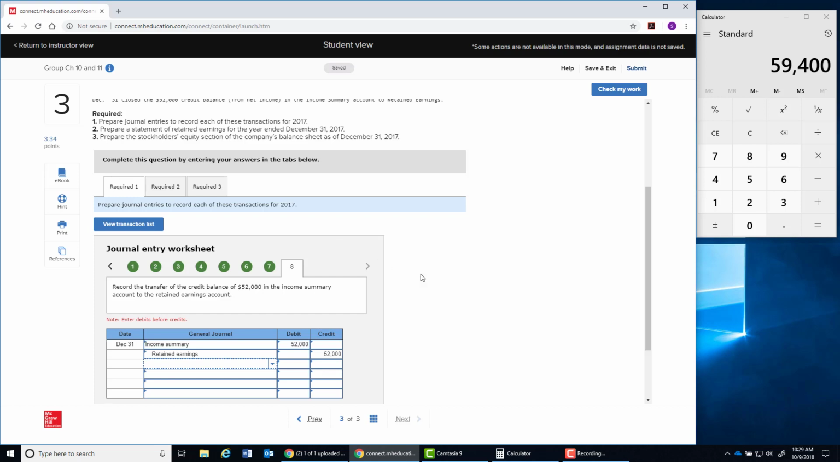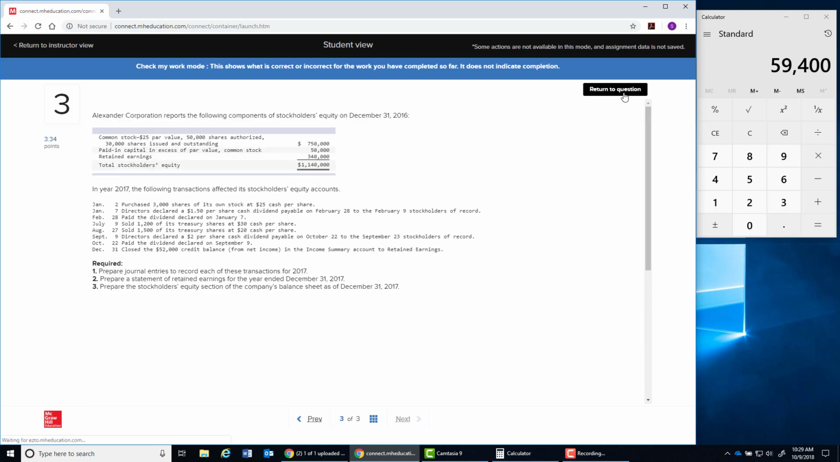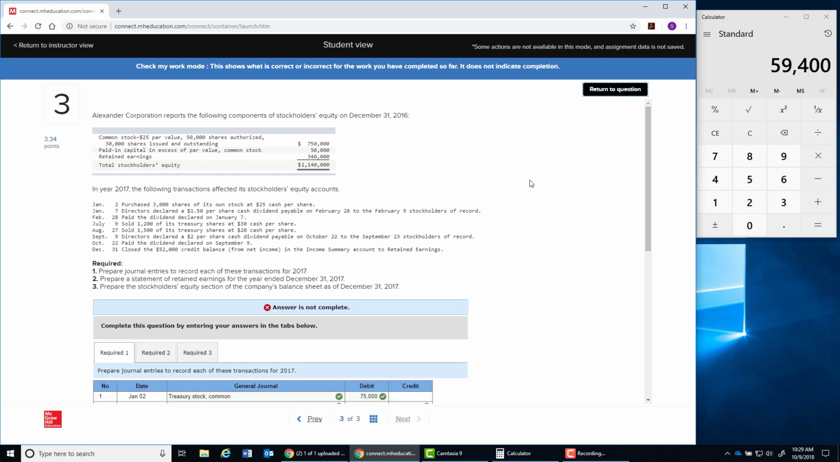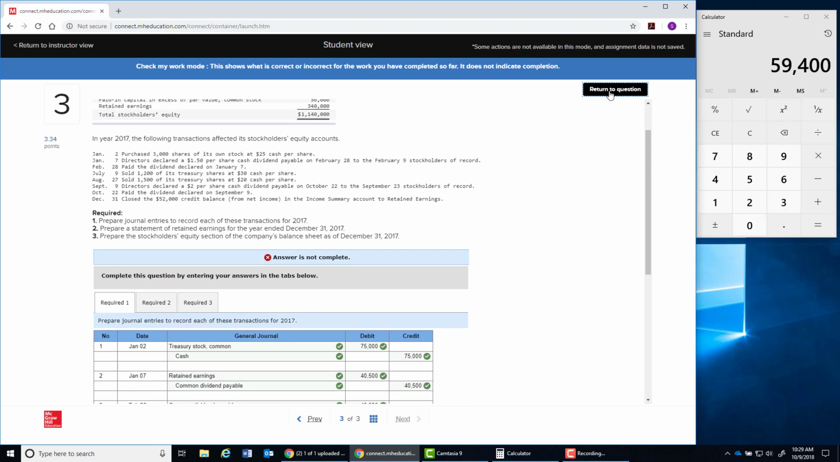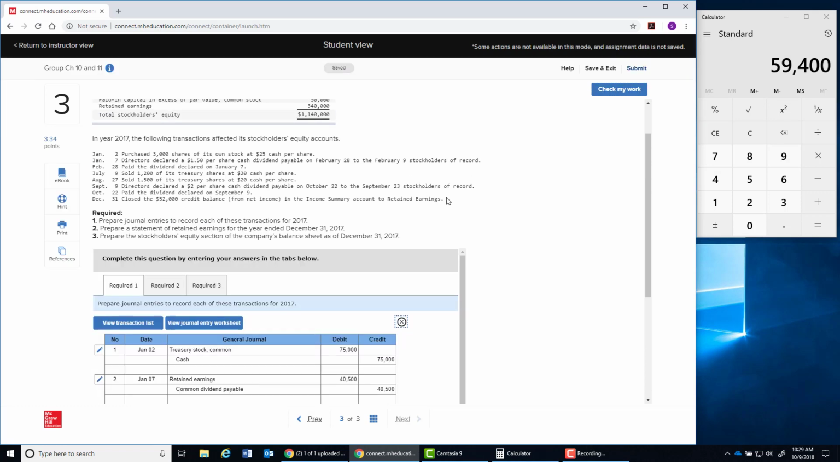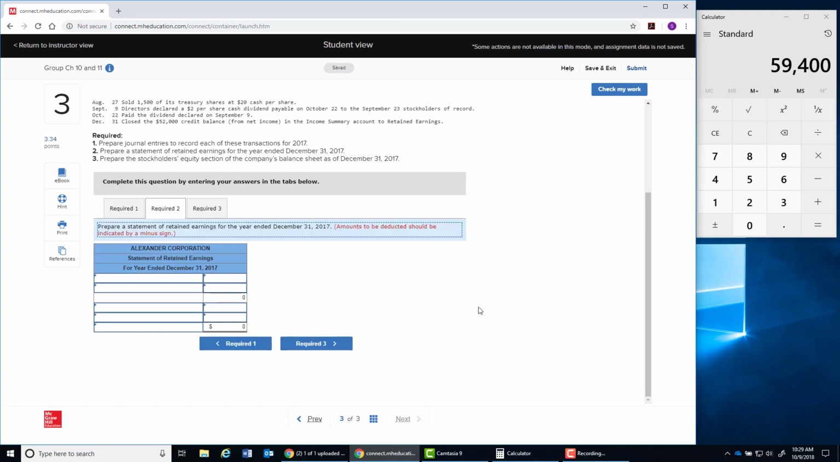All right, let's just take a real quick look. Can we do a check my work on this one? Here it is. Let's just see what we got. It might not be complete because we haven't finished all requirements, but it looks like everything's in the green. All right, so we go on down to requirement number 2.